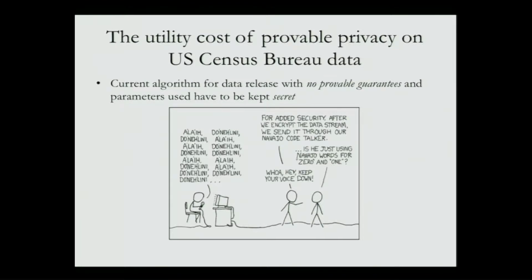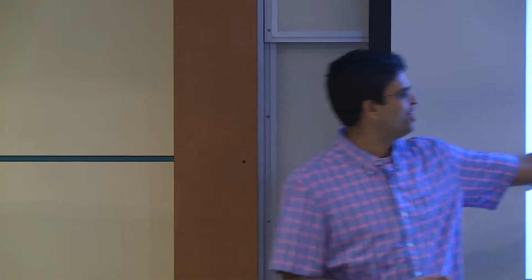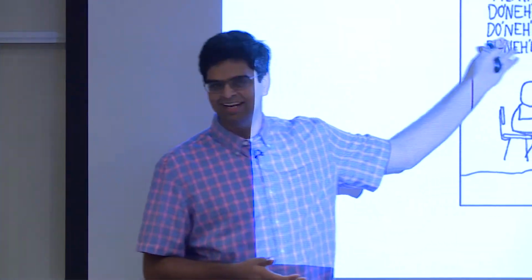Well, the main pitch here was that the current algorithms for data release not only had no provable guarantees, but their parameters had to be kept secret, right? So go back to World War I. How many of you have heard of Navajo talkers? If you know exactly what algorithm was used to encrypt, then you can just reverse engineer everything, right? So that's not good. You want algorithms that are in the public domain, where anyone who has expertise can look at it and say, yes, this is a secure or private algorithm, right? So that was the key pitch that we made.